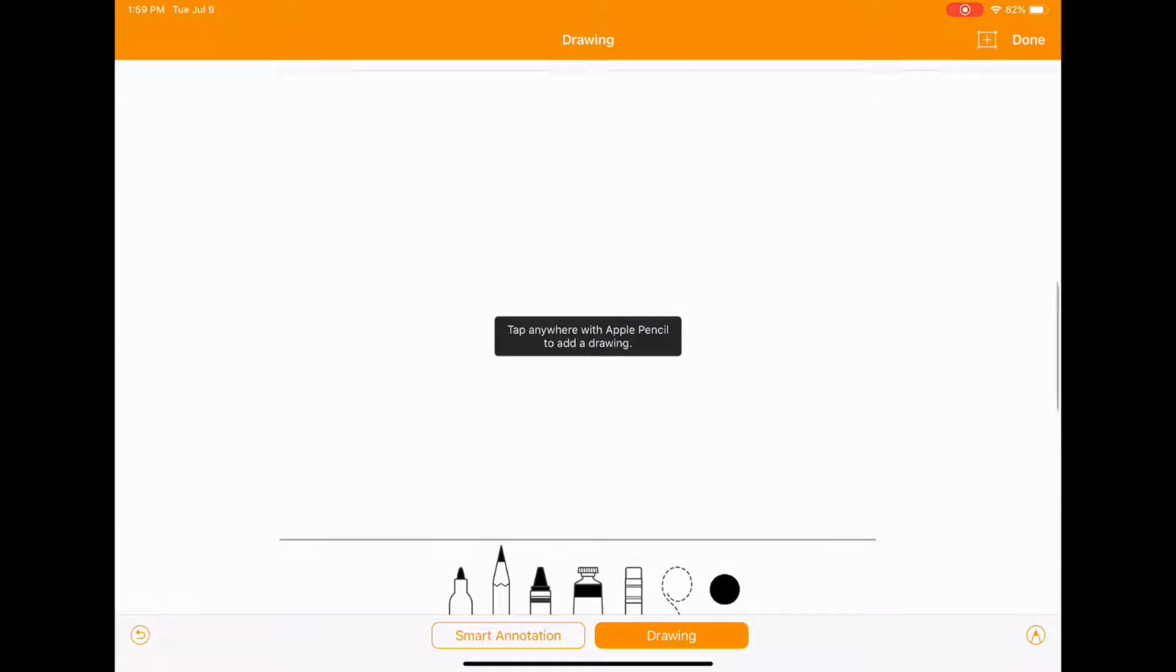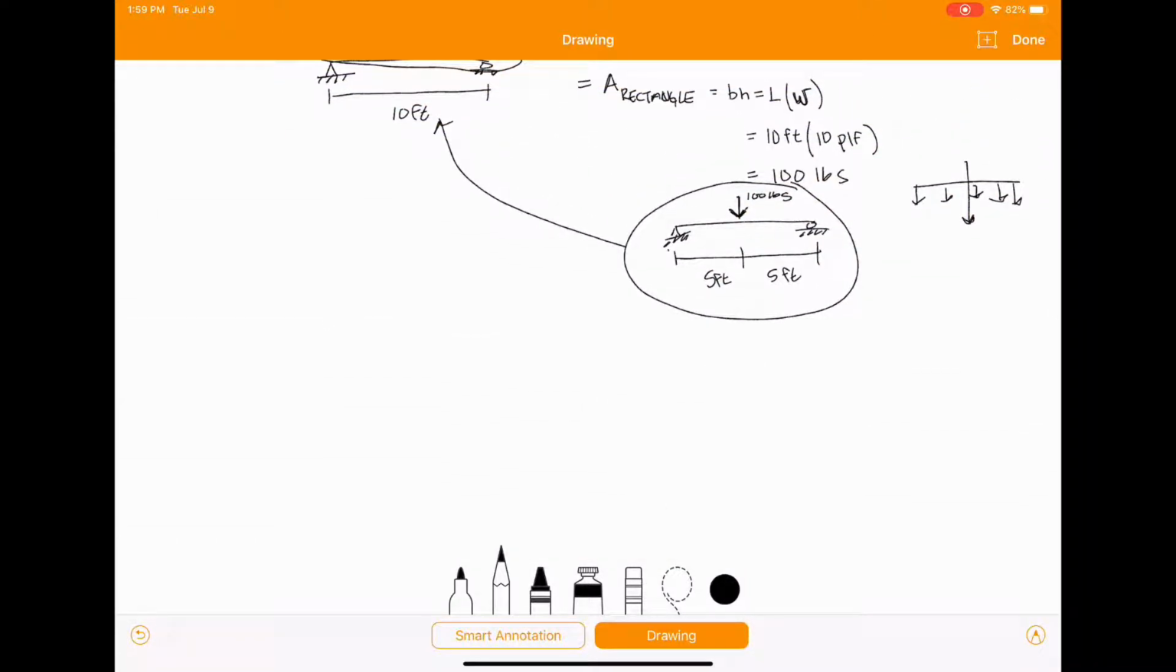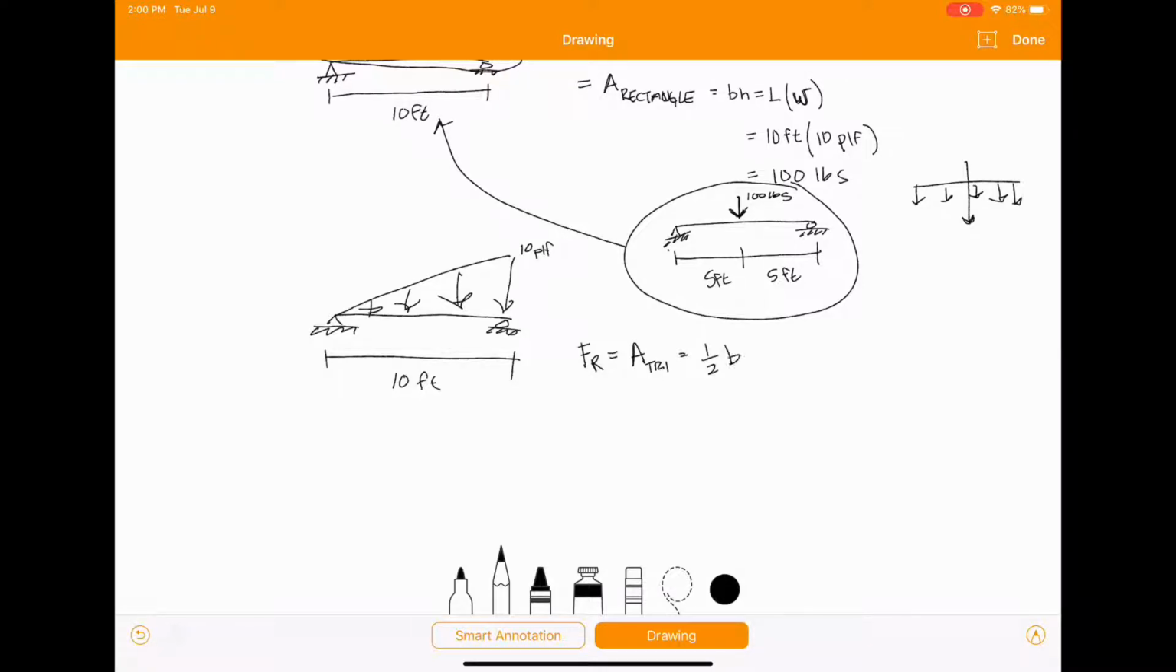So, what if we had a distributed load that looked like that, and it was 10 PLF at the top. Beam is 10 feet long. Our resultant force is going to be equal to the area of a triangle, which is 1/2 base times height. So in our case, the base is going to be the length of the beam, which is 10 feet, and the height of our distributed load is 10 PLF. So we're going to get 50 pounds as our resultant force.